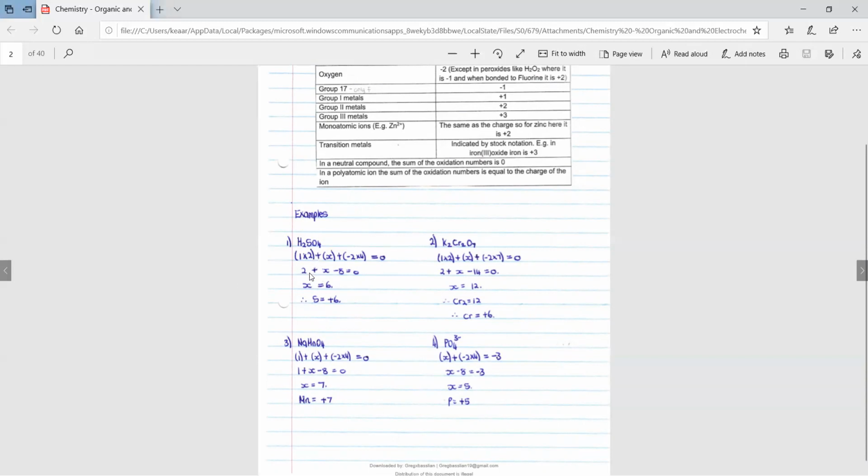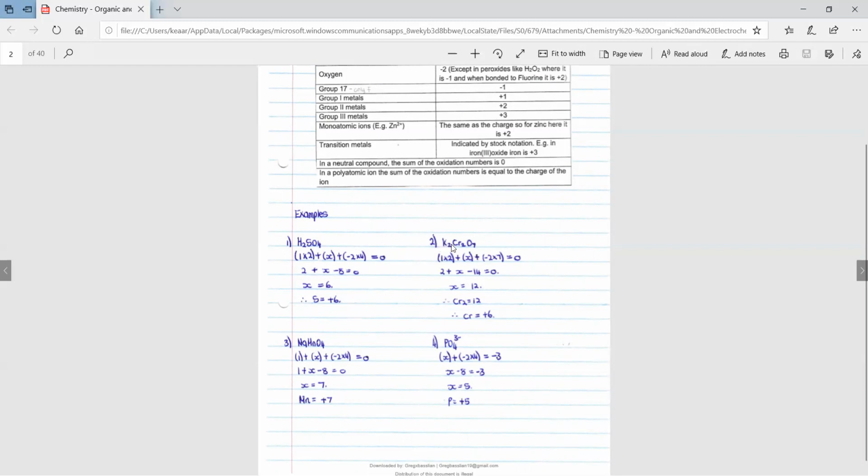Once we simplify, that gives us 2 plus x minus 8 equals 0. We take the 8 to the other side and the 2 to the other side. It becomes 8 minus 2, which gives x equals 6. Therefore, sulfur's oxidation number is +6.